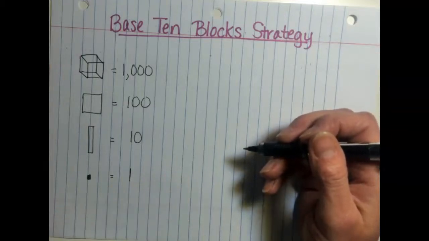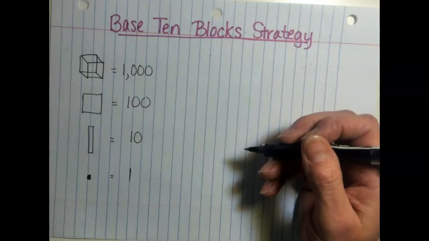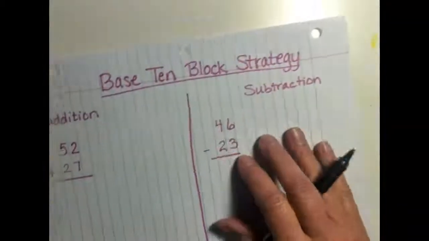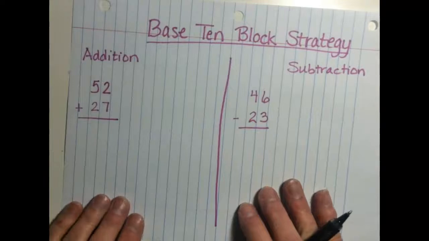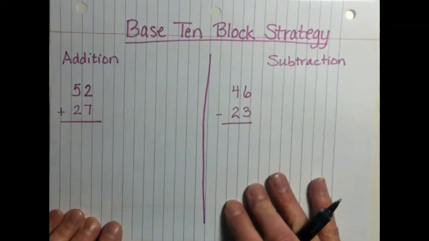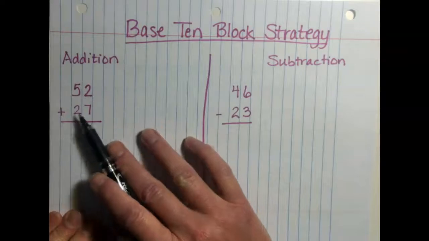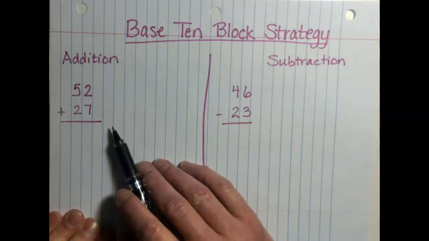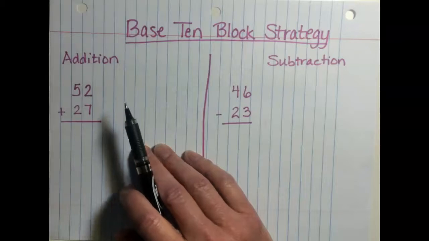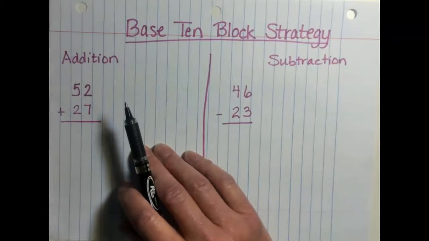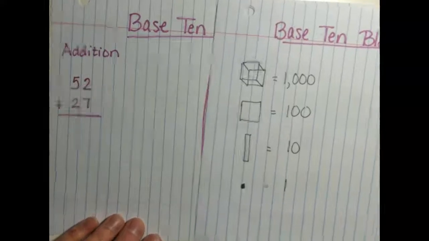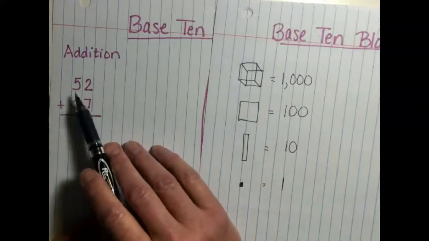All right, now how do we use it to add and subtract? What I prepared was a couple of problems. The first one we're going to do is addition, and the addition problem is 52 plus 27. Using our little chart that we just created, we need to draw our pictures to go along with our numbers.